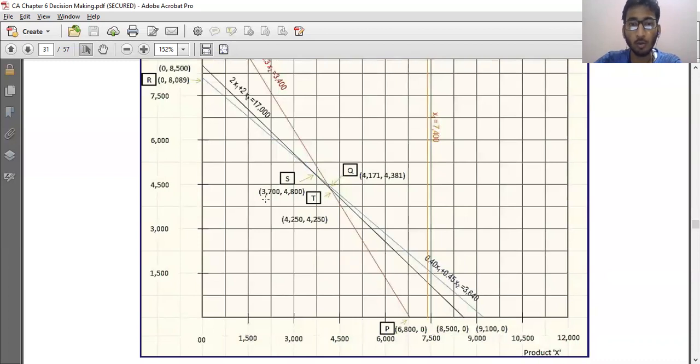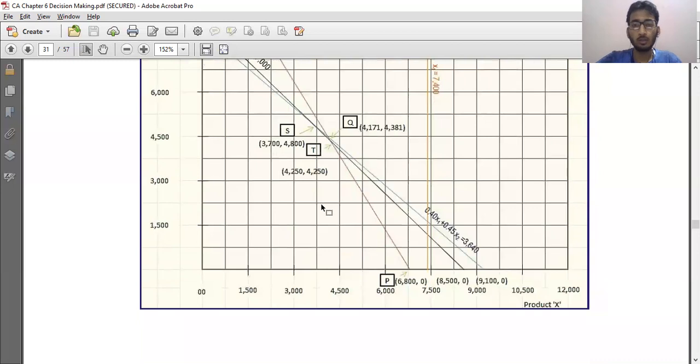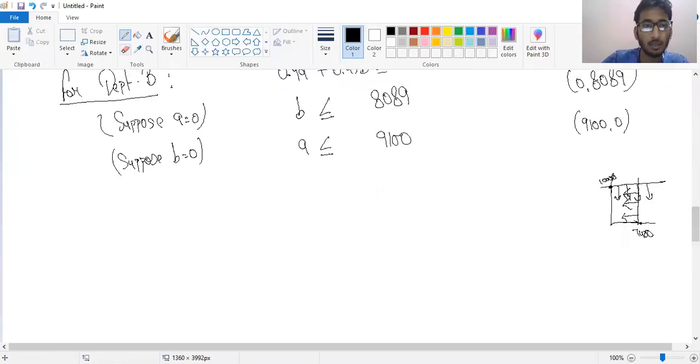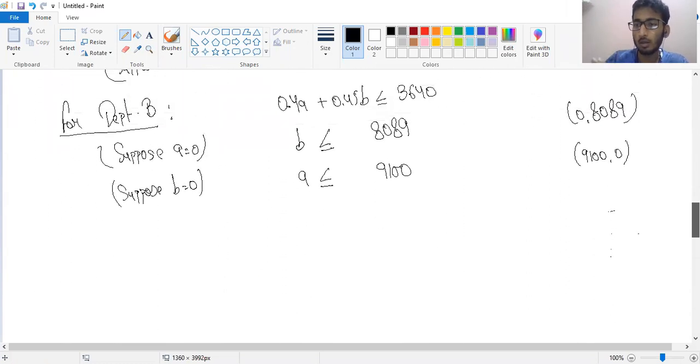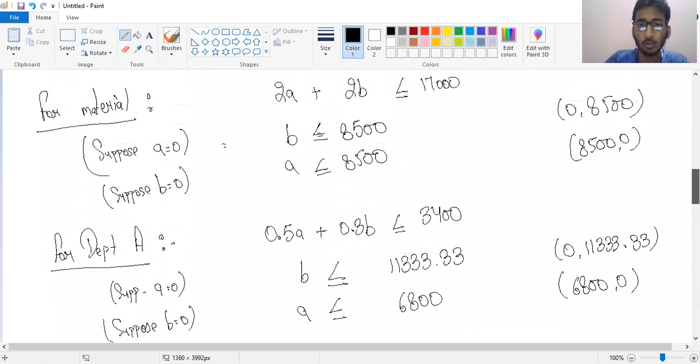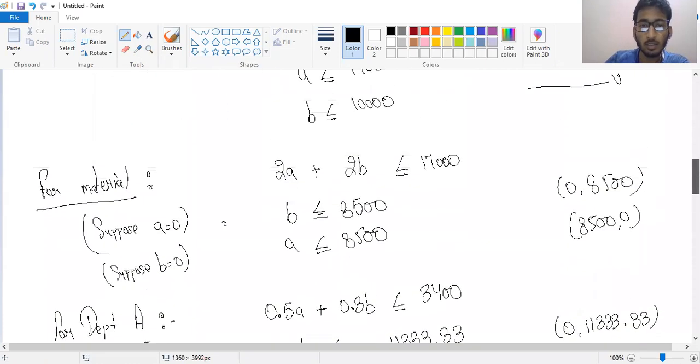Basically, these points cannot be obtained by using the graph. How will we get these points? Let's go back to the sheet. These three lines are intersecting each other. Now we calculate the intersection points. How will we calculate the intersection point?